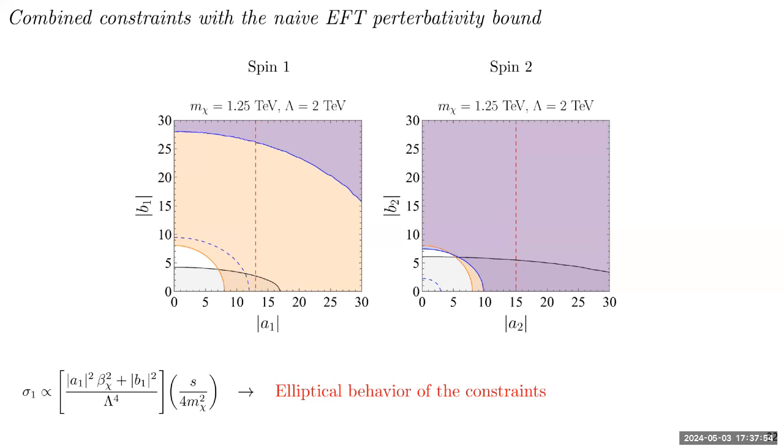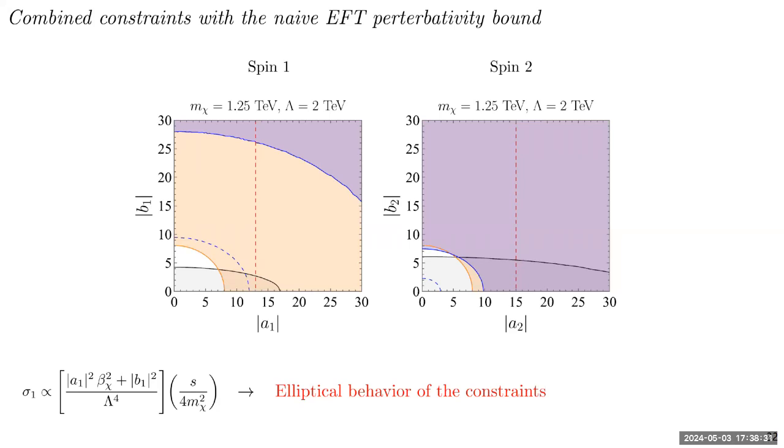All the constraints will be given by an ellipse. Of course, this red line is also an ellipse, but the vertical axis is very long, so this looks like just a vertical line. As you can see here, the blue line is the constraint from the LHC. For the spin 2 case, this constraint shrinks very much. And so finally, all the allowed region is fully excluded.